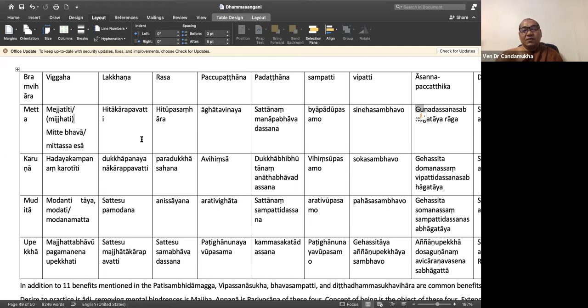Avihimsa means non-violence. So with the karuna, you don't make any violence. Vihimsa means torture or violence. And then Bhadatthana, the approximate cause, is dukkha vibhudana.